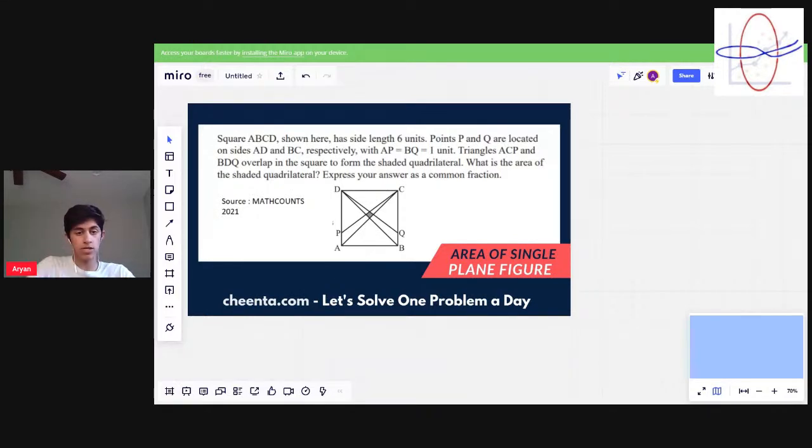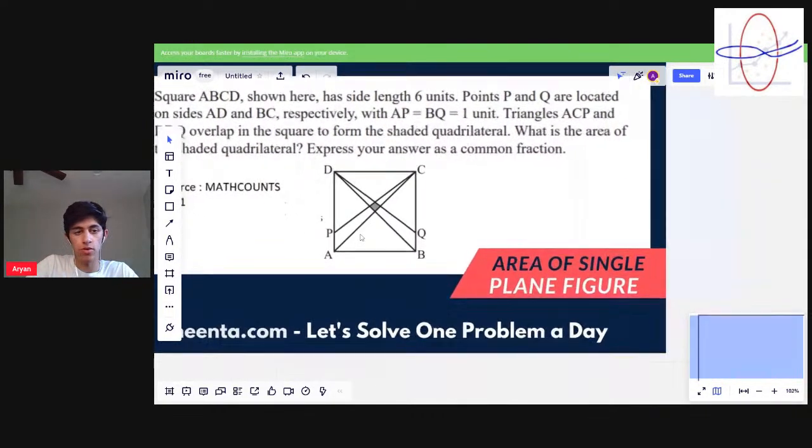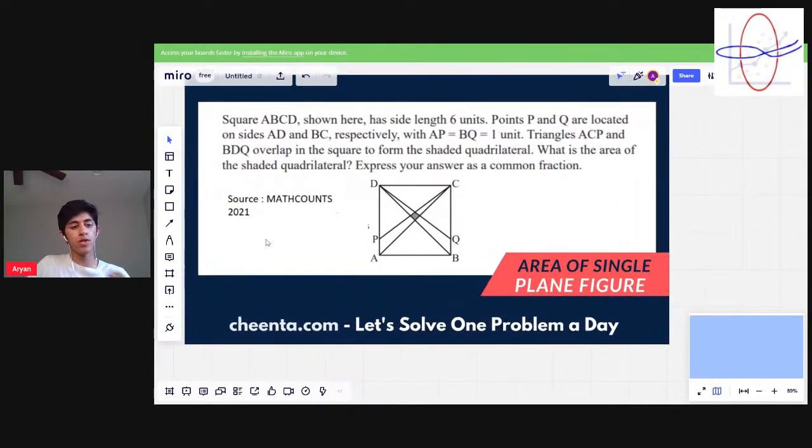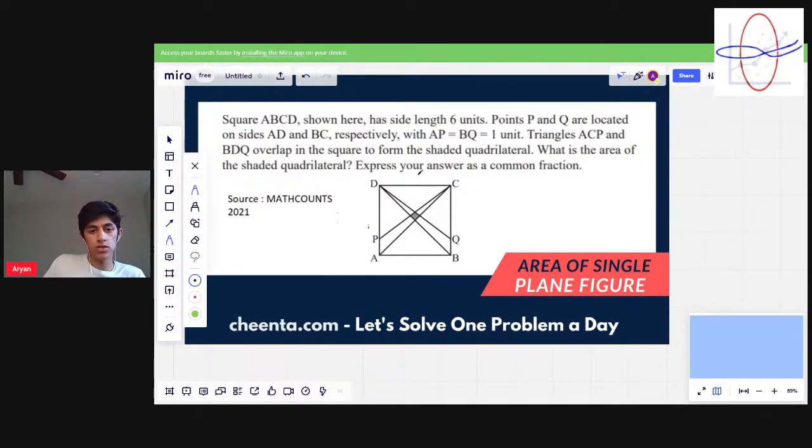Okay, so let's start with just writing down the information we know. We can zoom in a little. They give us the side length of the square is 6, and we know that AP equals BQ equals 1. So we can write 1, 1, which would make this 5 and this 5. We want to find the area of the shaded region. This shaded region isn't a square or a triangle or any other shape that we really know how to find the area of from any formulas. So we have to be creative in approaching this.